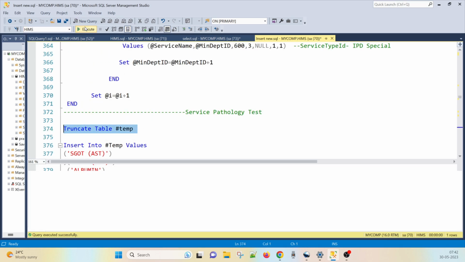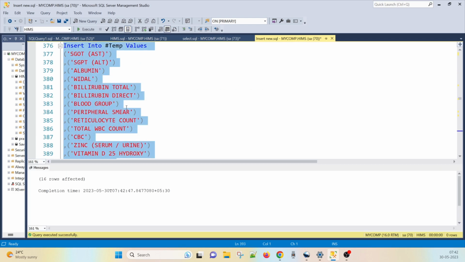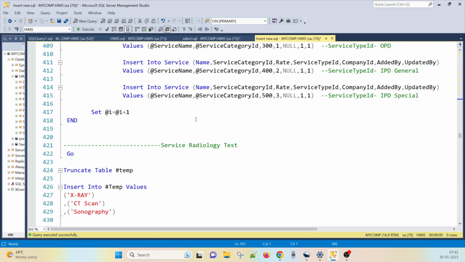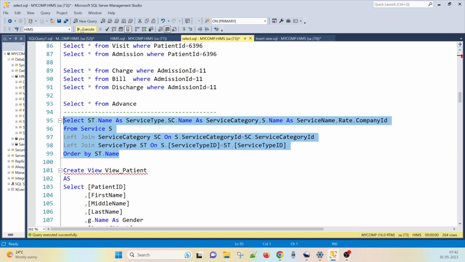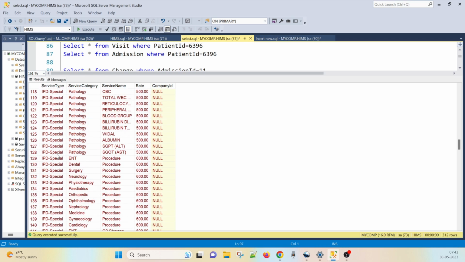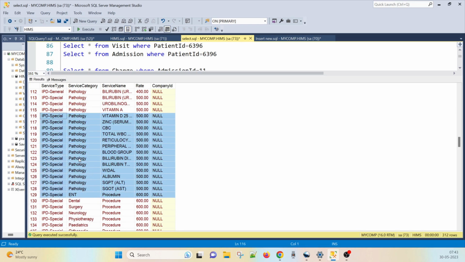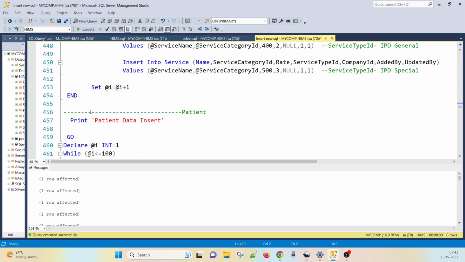So first of all, truncate that particular table and insert the data in it. And next we have to execute the loop. And if you select that query, then you will get IPD, and there are different tests, correct? Same for the IPD special ward as well. IPD special is the category, and in that there is a pathology department, and the pathology department has the different tests. And same for the radiology. So I am executing it.